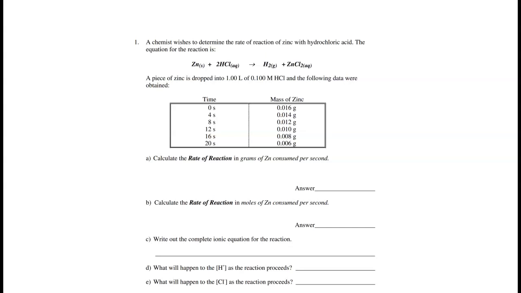The first thing it asks you to calculate is the rate of reaction in grams of zinc consumed per second. So that's the first thing here, and here we're assuming that we're talking about the average rate. So we're going to look at this, your mass final, and this is your initial mass. How do I know which one is initial, which one is final? It's because of the times. The first one is at time 0, the last one is at time 20 seconds, which is the last one in the table.